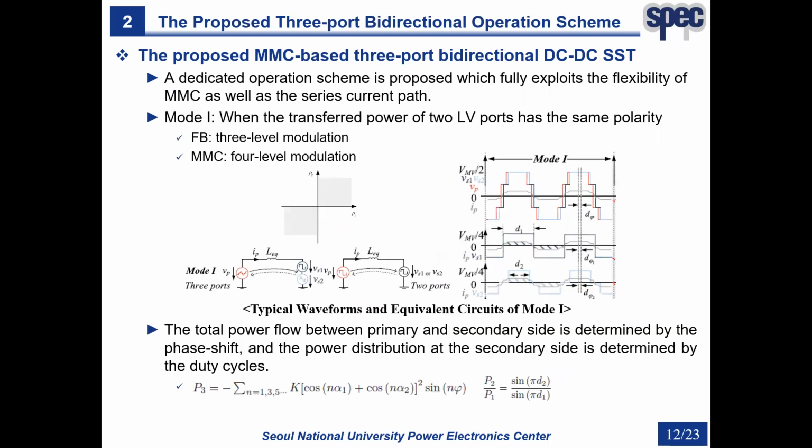It is well known that the MMC has a variety of modulation methods due to its multi-level structure. This gives us the freedom to design the operation scheme which fully exploits the flexibility of MMC as well as the series current path. In simple terms, the goal is to mimic the classical phase shift modulation of 2-port DC-DC SST, which offers desirable power transfer capability while optimizing the transformer current.